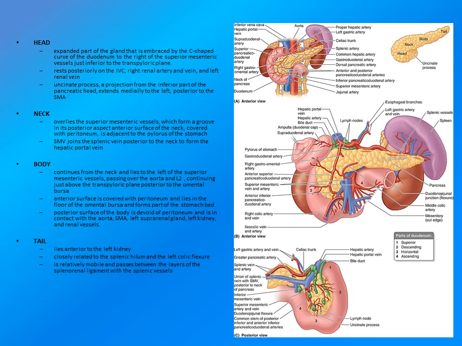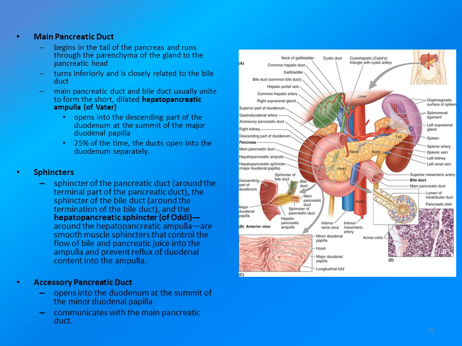It is relatively mobile and passes between the layers of the splenorenal ligament with the splenic vessels. The pancreas has a main pancreatic duct that extends from the tail, runs through the parenchyma of the gland, the body and the neck, and near to the head. The main pancreatic duct and the bile duct usually unite to form a short dilated hepatopancreatic ampulla, or the ampulla of Vater. Here it opens into the descending part of the duodenum. 25% of the time the ducts open into the duodenum separately.